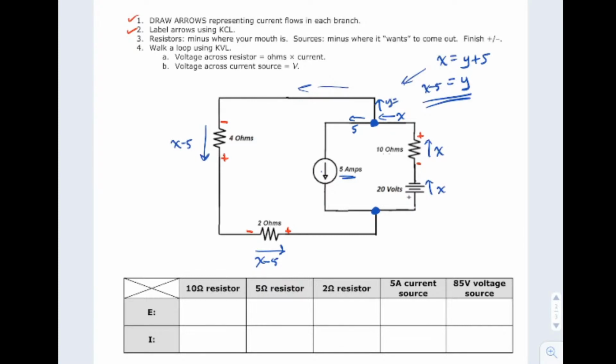Now the battery is stamped with the plus, so we can believe that, and then this has to be the minus. And then you might remember, well, it says it right here. For any kind of source, the minus is where it sort of wants to come out. So this is a current source here, and it wants to pump it this way, which means that's my minus. Notice sources are the opposite of resistors.